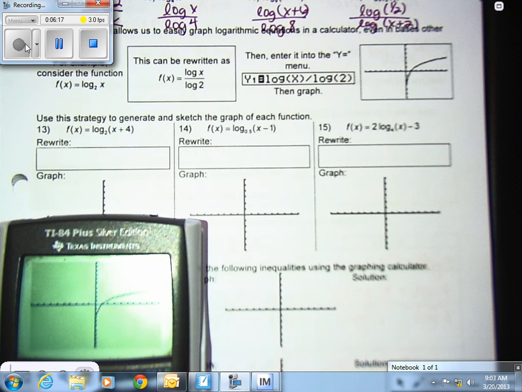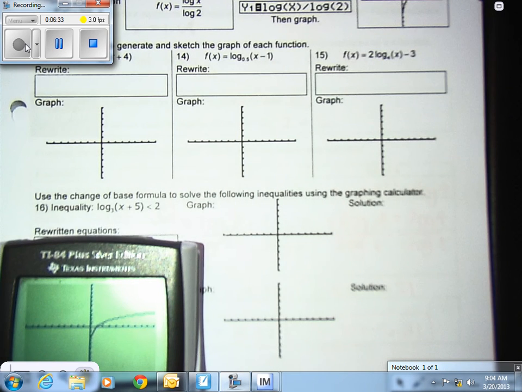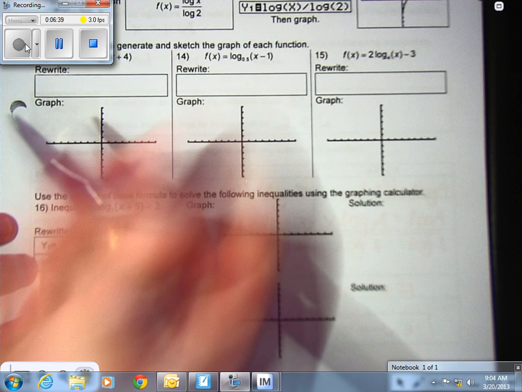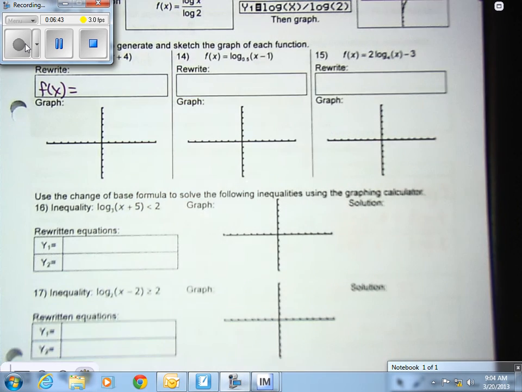So before, we couldn't graph log base 2 of x on our calculator because we didn't know how to change the base into a common log. Now that we know how to change the base, we're going to be able to graph all of these on our calculator. So let's look at example number 13 here. It says use that strategy to sketch the graph. So the first thing we want to do is rewrite it in a base that we can plug into our calculator. So we want to say f of x is going to equal, what are we going to put on the top?